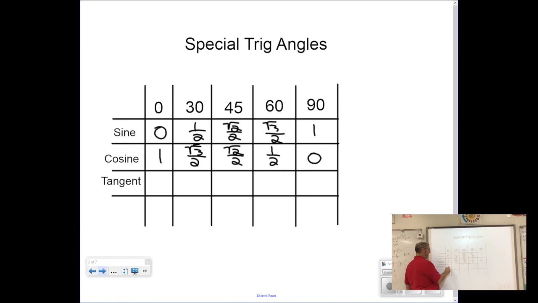For tangent, the tangent of 0 is 0. The tangent of 30 is square root of 3 over 3. The tangent of 45 is 1. The tangent of 60 is square root of 3. And the tangent of 90 is undefined. If you're still struggling with this, talk to me and I'll tell you what the shortcut is to come up with this instead of having to memorize it. On the IB test, it's not a bad idea to do this table whenever you get a trig question. They're very important.